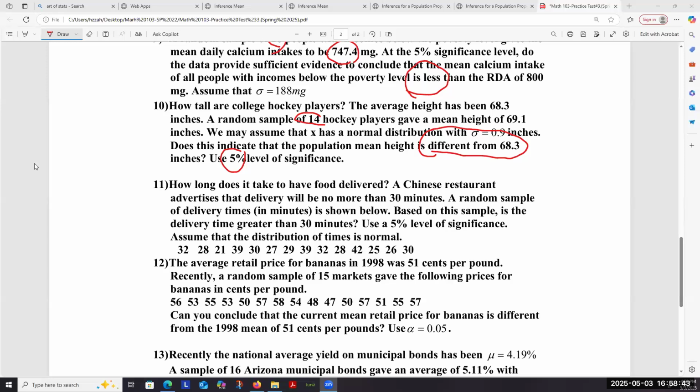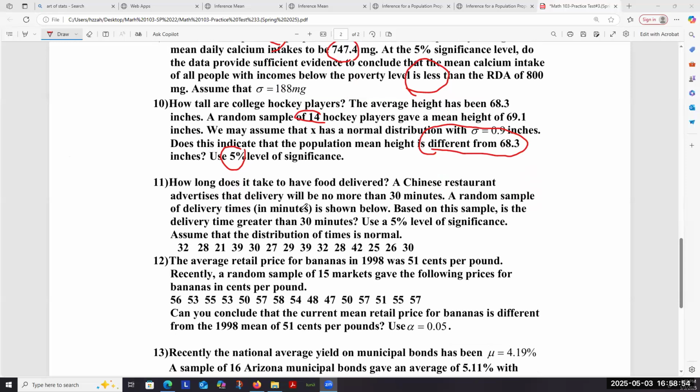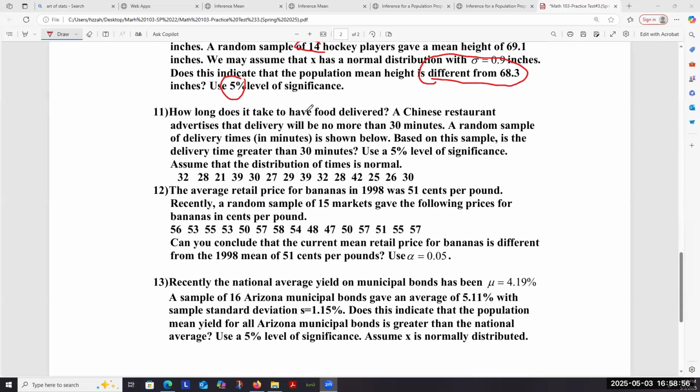You see, this is the one we did so far, in the 9 and the 10. The summary of information was given to you, then you test it. It's like the confidence interval. Look at this everyday life problem. In this format, the data values are given.